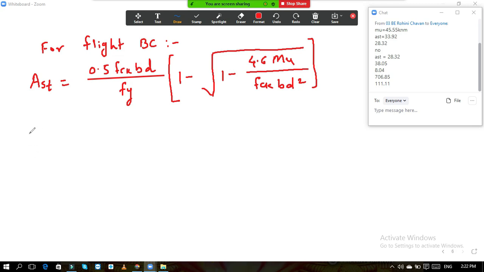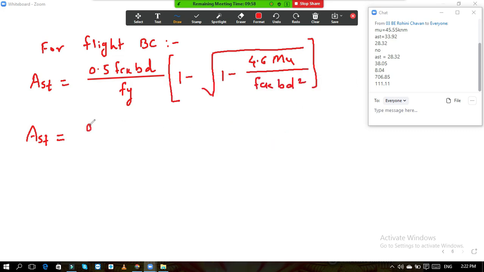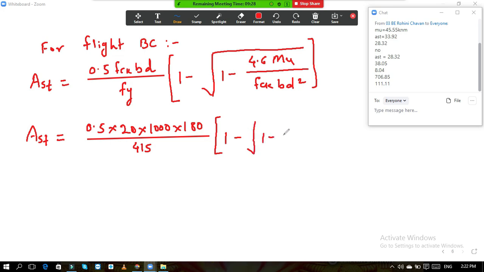So now area of steel AST is equal to, if we put the value, then it is 0.5 into fck, fck is 20, into b is 1000, into d is 180, okay, whole divided by 415, whole divided by 415, in bracket 1 minus under root 1 minus 4.6 into Mu.